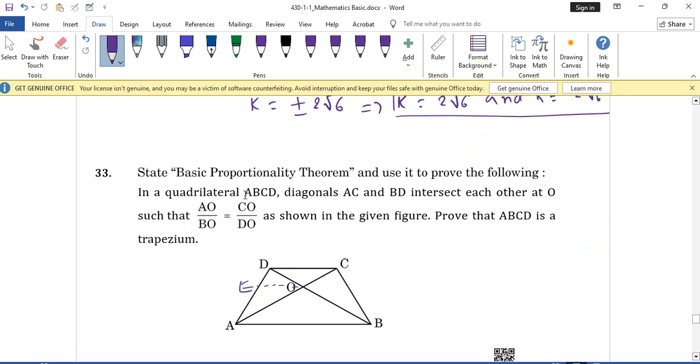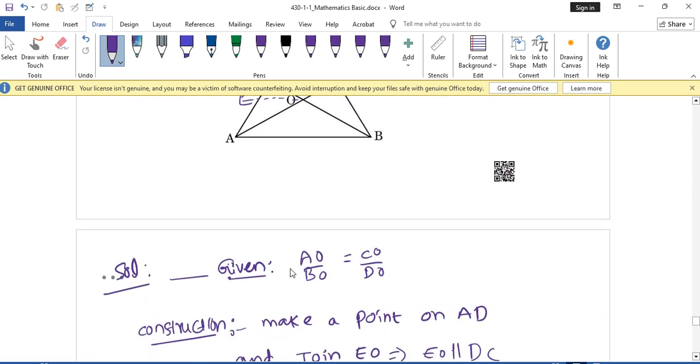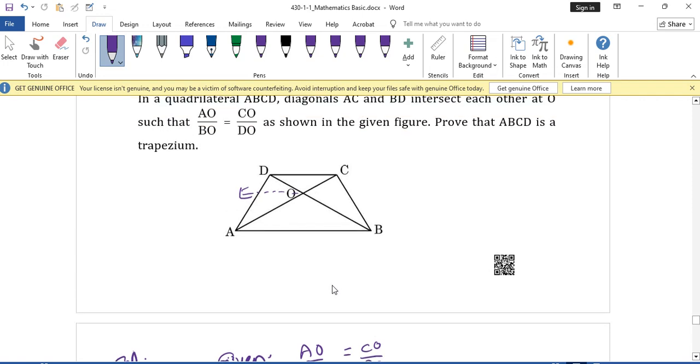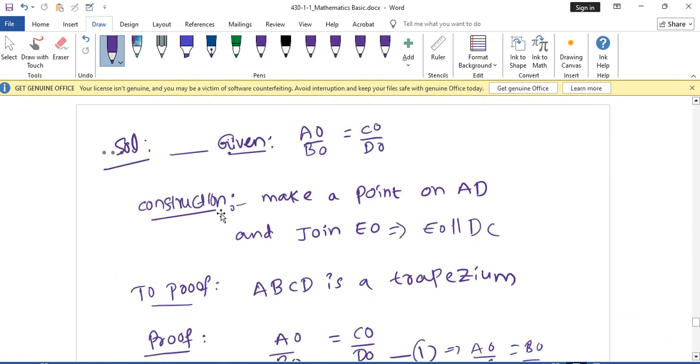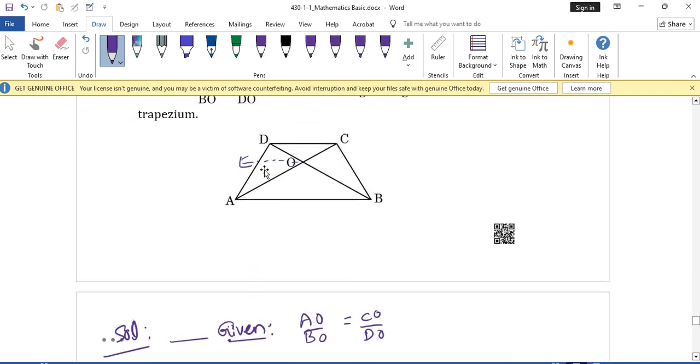State basic proportionality. Using basic proportionality theorem, we need to prove ABCD is a trapezium, given AO by BO is equal to CO by DO. We need to do one construction here. Take a point E on AD and join OE. This is the construction, and EO is parallel to DC, and EO is parallel to AB also.